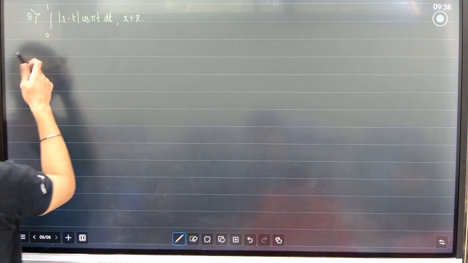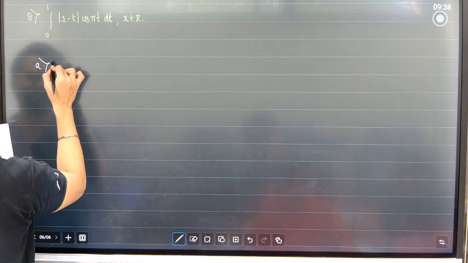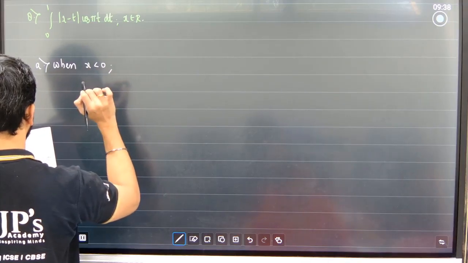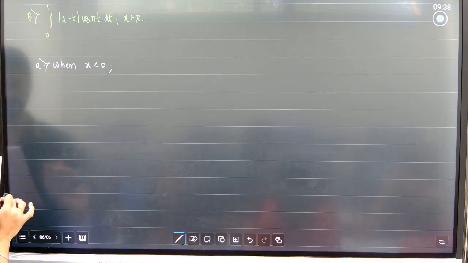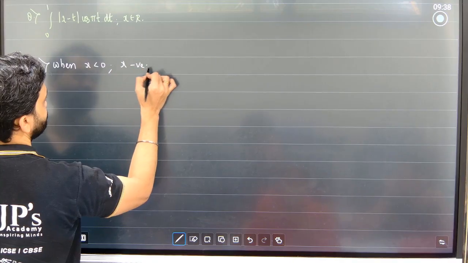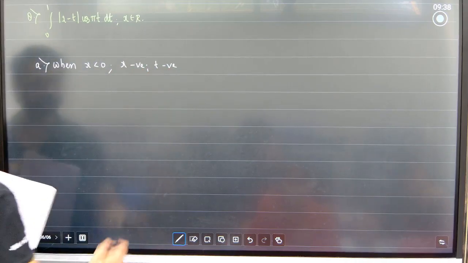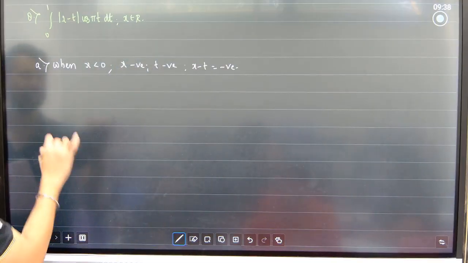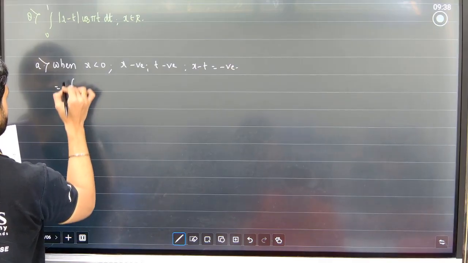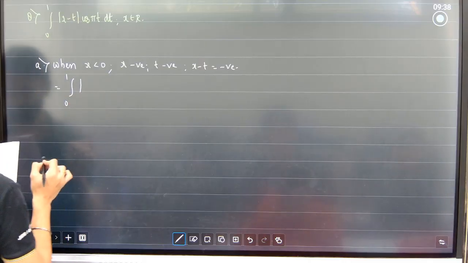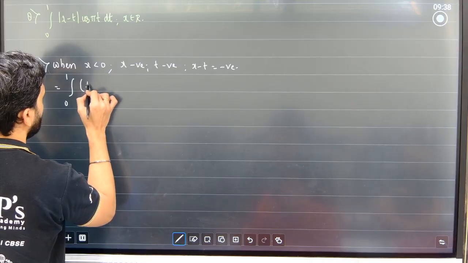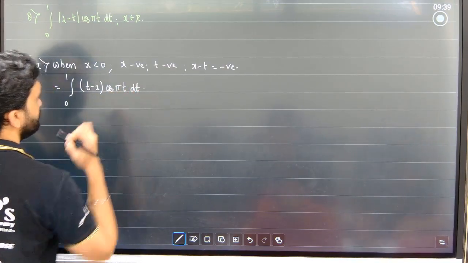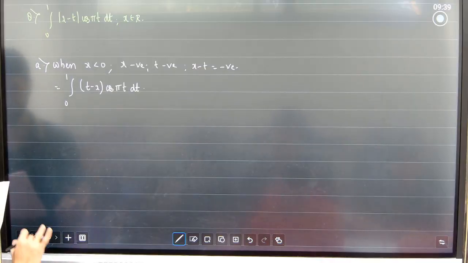And there are three conditions. Condition number 1: when x is negative. If x is negative and t is positive, then x minus t is negative. So basically this will become integration 0 to 1 of mod of t minus x cos pi t dt.